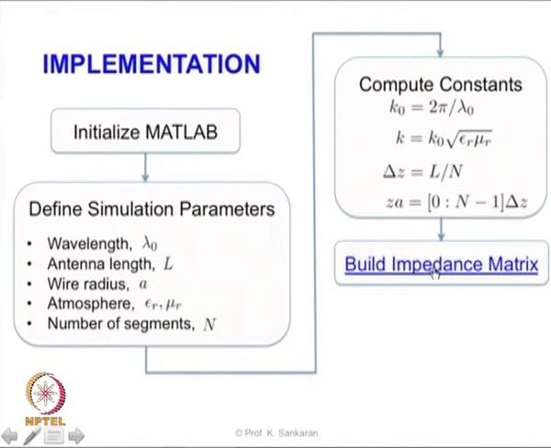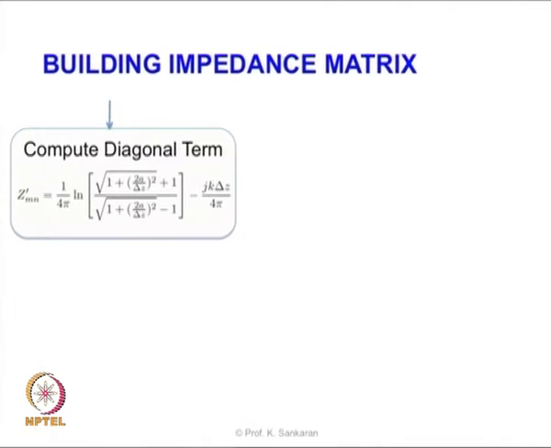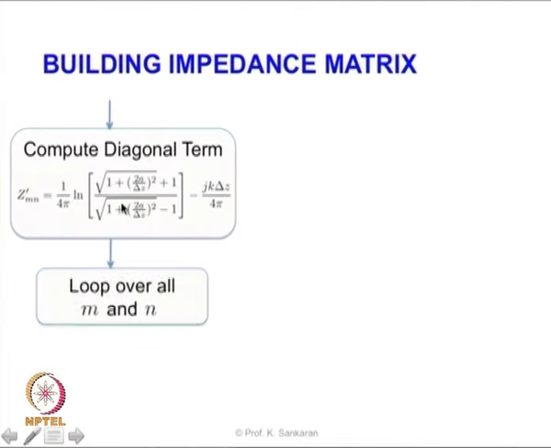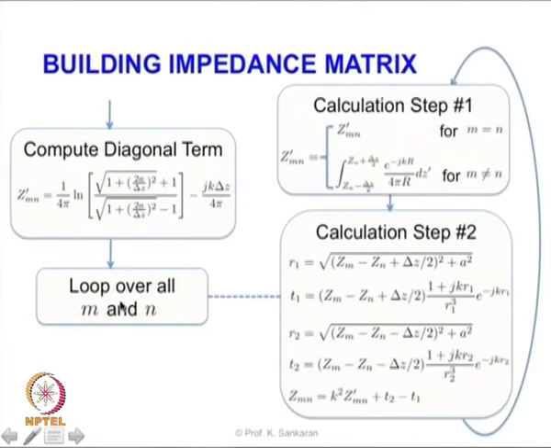So to build the impedance matrix, we are going to compute the value of z prime mn. Here we have made various approximations. The approximations are already discussed in the previous slides, so it is enough to start talking about this expression now. We are going to loop over all m and n to compute the value of this term, which is going to be different for each m and n, and we are calculating z prime mn. In step 2 we are going to calculate the values of r1, t1 and r2, t2, and zmn is going to be basically the value that we computed earlier, z prime mn.